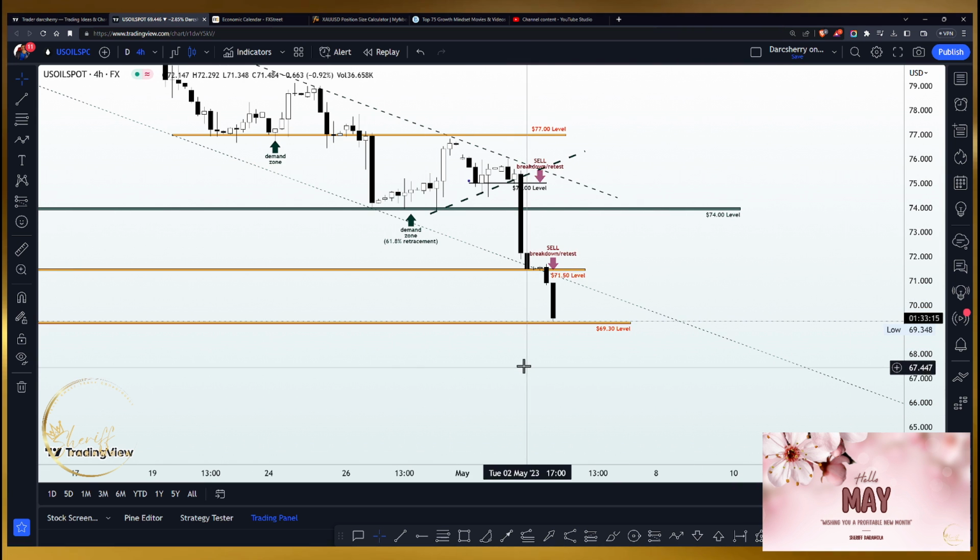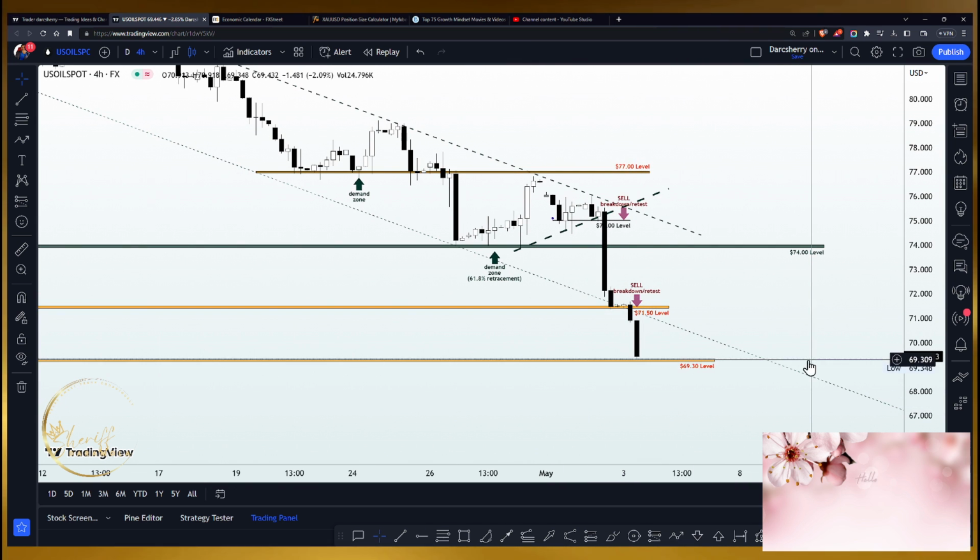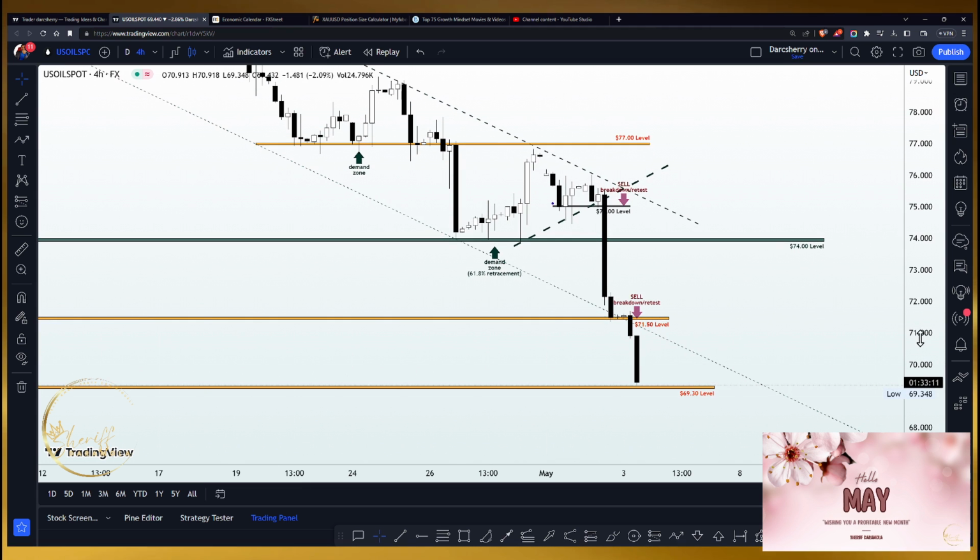At this point in time, if you are not in a sell position right now, I'm advising that you remain patient. Let's wait for new structures to mature. We have identified a key level at the $69.30 level, which we are going to be using to guide our trading activity today. Depending on how price action reacts to that level will determine if we are going to be buying or selling the US oil during the New York session today. So let's keep this in mind.